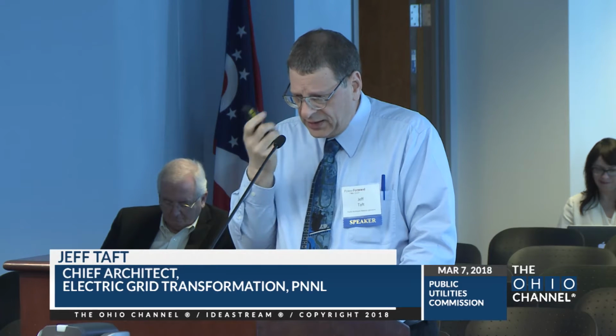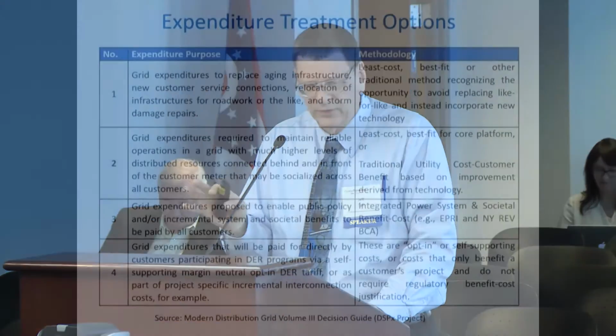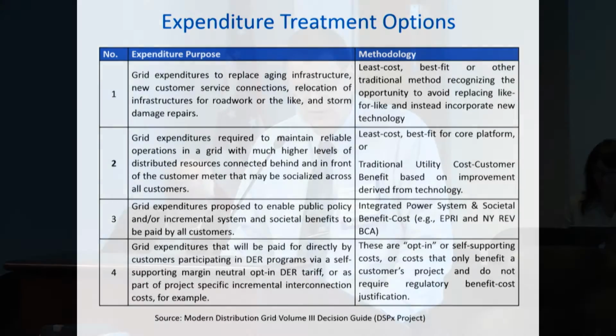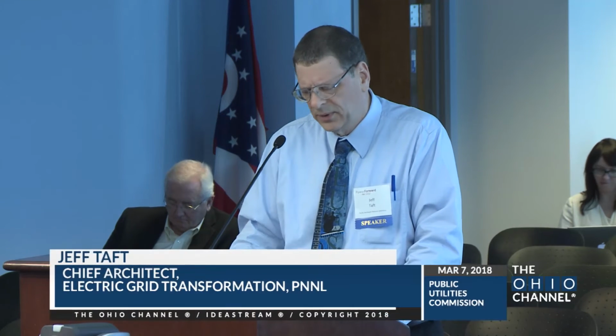This table comes from the DSPX work, and it talks about a number of different approaches that are available to think about how you treat expenditures. If you look at the second one in particular there, that's a way that might be appropriate for some aspects of use of storage if it is in fact treated as a core grid component, an element of that distribution grid as a platform. The idea here is to have more tools in the toolkit to think about how to do this and enable it, because when we think about the accrual of value that I showed you, and the fact that there are not actually any distribution level markets, then the question is, how do you get that to work for distribution if that's where you want the storage to be deployed?